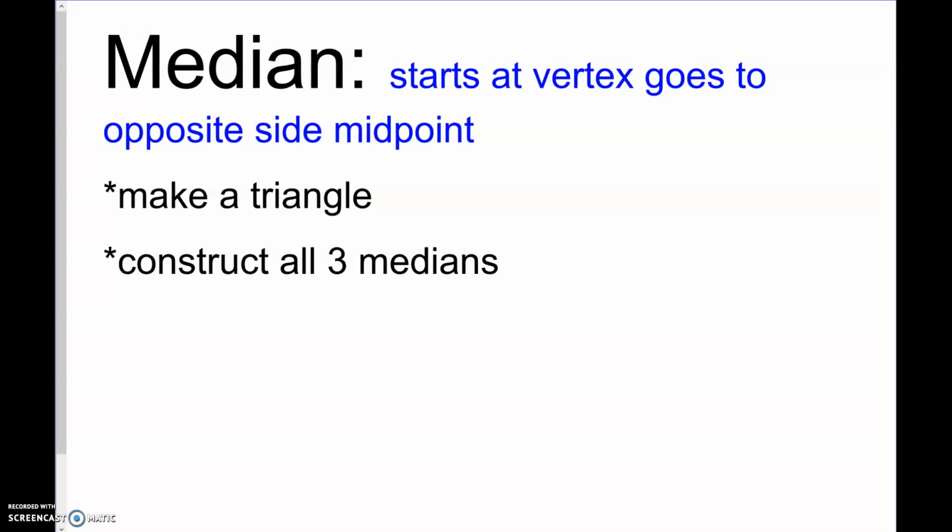Today we're in chapter 6, lesson 3, and we're talking about medians and altitudes of triangles. So first of all, what is a median? A median starts at a vertex and goes to the opposite side's midpoint.